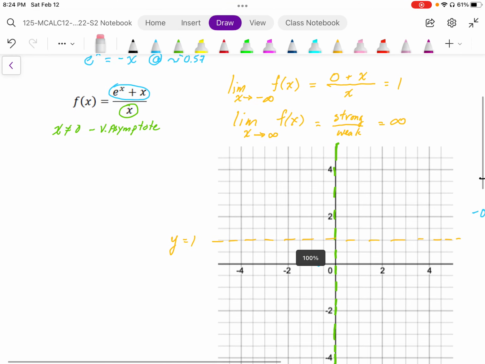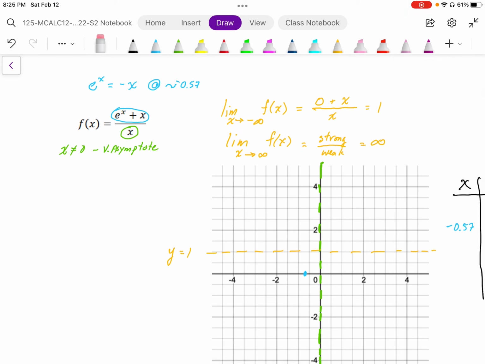So we can then look for our turning points by looking at the derivative. We're going to differentiate this function using the quotient rule. So we end up with (e^x + 1) times the denominator x, minus (e^x + x) times the derivative of the denominator, which is 1, all over the denominator squared. This is our derivative.